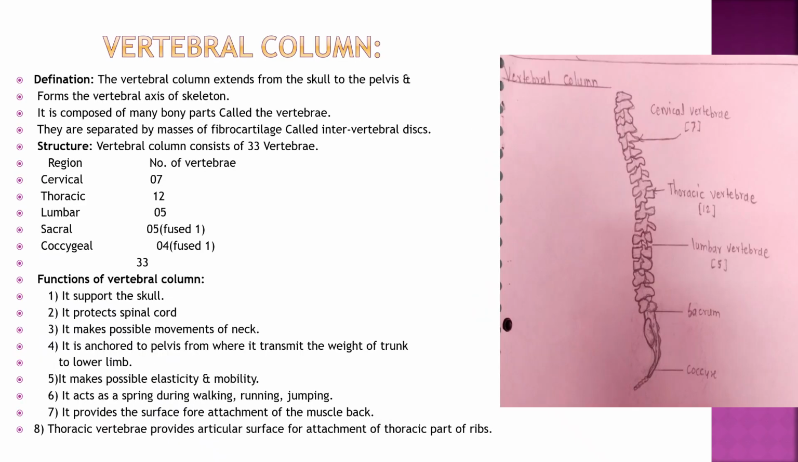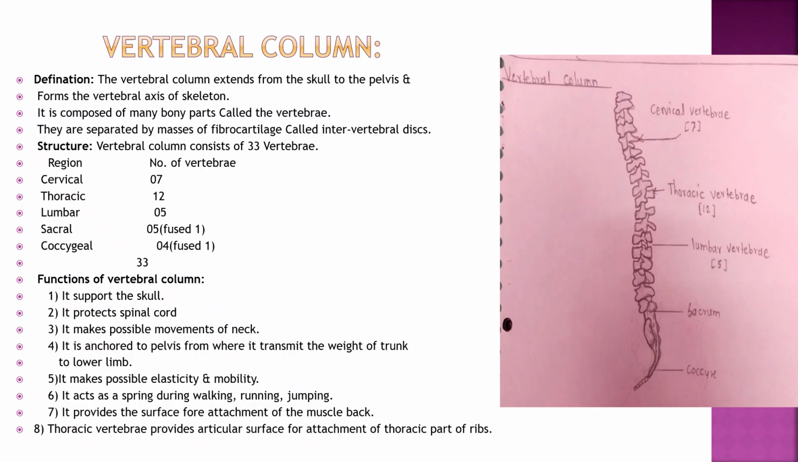Then second is the vertebral column. It is a column present on the back side. There are vertebrae which are irregular in shape, and there are a total of 33 vertebrae in the vertebral column. They are of different types according to the location: cervical 7 in number, thoracic 12, lumbar 5, sacral 5, and coccygeal 4.